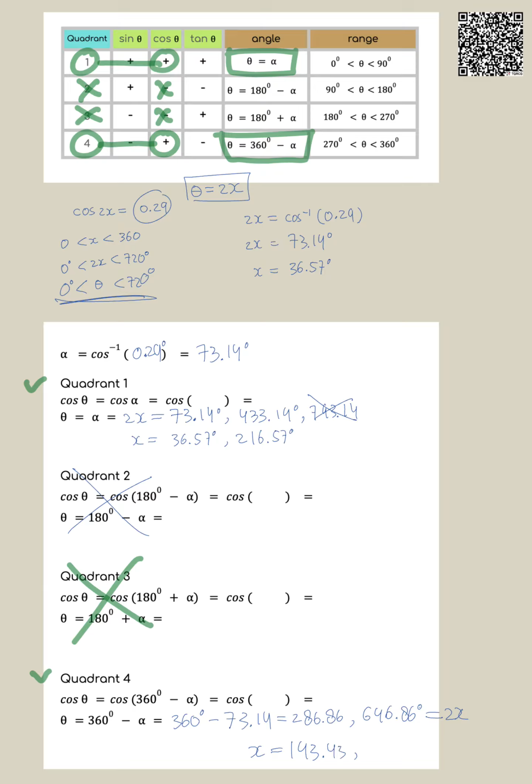How about the other angle? 646.86 divided by 2, how much do you get? We get 323.43. So that's the answer we get. How many answers do we have? 4. What are all the 4? These are the angles: 36.57, 216.57, 143.43, 323.43.